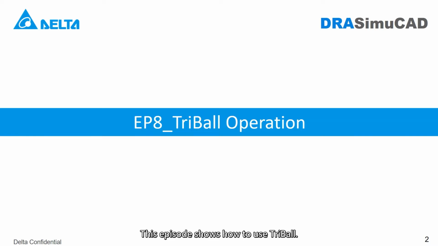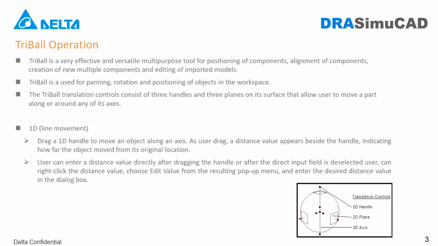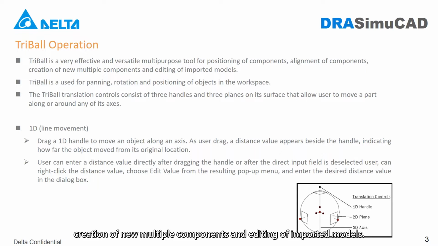This episode shows how to use TriBall. TriBall is a very effective and versatile multi-purpose tool for positioning of components, alignment of components, creation of multiple new components and editing of imported models. TriBall is used for panning, rotation and positioning of objects in the workspace.